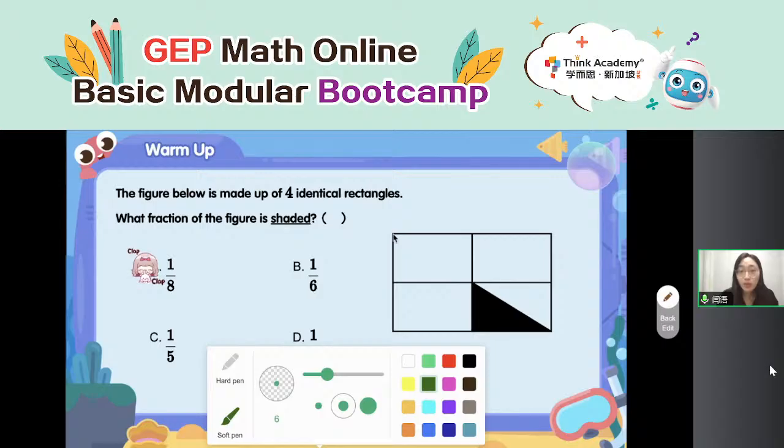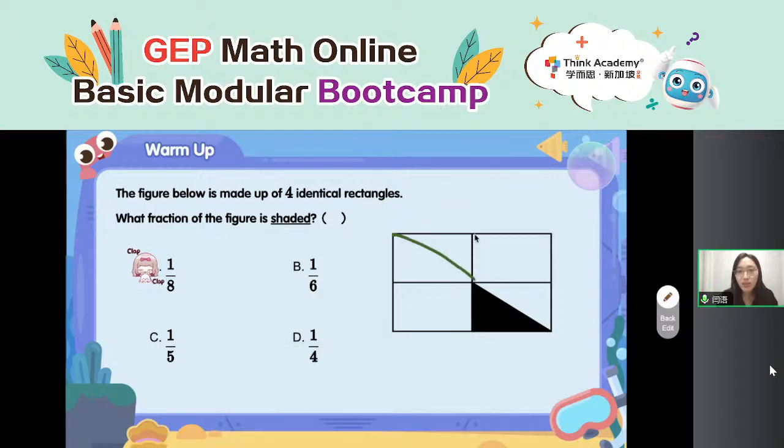What should we do with the rectangle? You must cut each rectangle into half, right? So in this way, it should be 8 equal parts, and then I just shade 1 of them. So the fraction should be 1 out of 8, okay? So equal, this is a very important word.